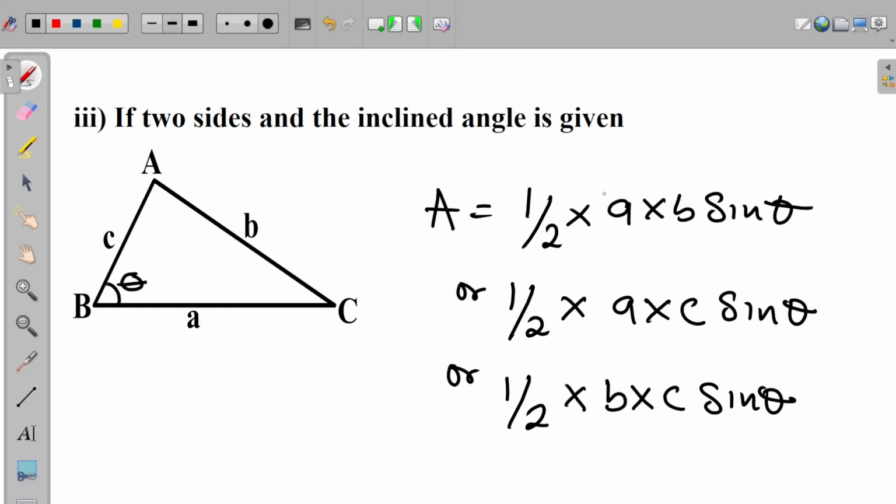So these are the three formulas that are used to obtain the area of a triangle if two sides and the inclined angle is given. Now, having these three formulas, let us solve questions that pertain to area of a triangle.